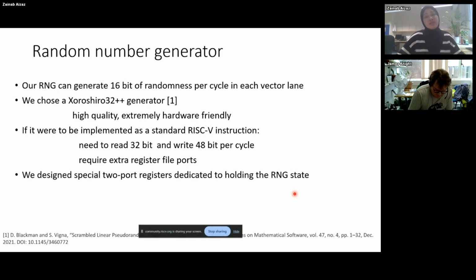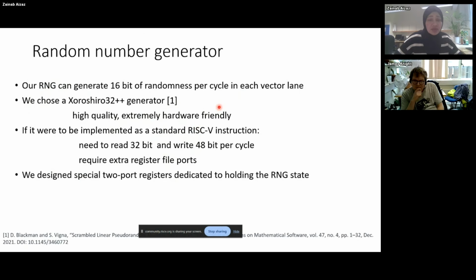So I would also like to explain the random number generator, because for any SNN, stochastic rounding and random numbers are very important for the complex numbers, and for the complex functions we need the random number generator. So we used the already available xoroshiro generator from Blackman and Vigna, and it's extremely hardware friendly, made of just a few XOR gates and AND gates.